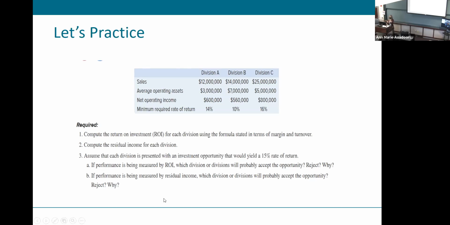Assume that each division is presented with an investment opportunity that would yield a 15% return. If the performance is being measured by ROI, which division or divisions would probably accept the opportunity, reject it, and why? And if the performance is being measured by residual income, which division or divisions will probably accept the opportunity or reject it, and why?